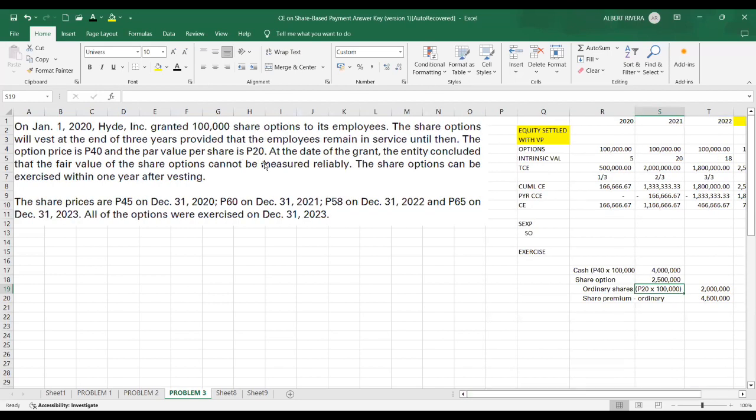So that is 100,000 times the par value of 20. Saan yun? Ito, par value of 20. So this is 2 million. And the share premium, that is the excess amounting to 4.5 million pesos. So this is 4 million plus 2.5 minus 2 million. This is now 4.5 million pesos. That is now your problem 3.